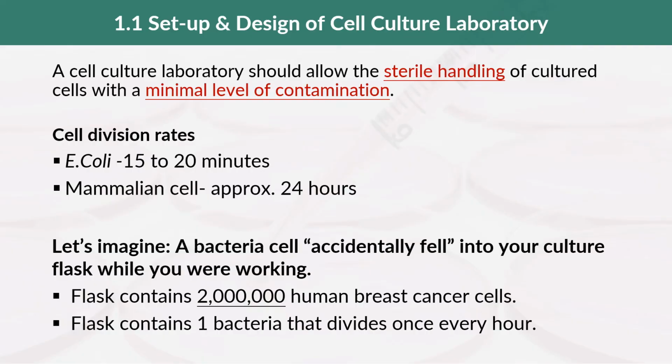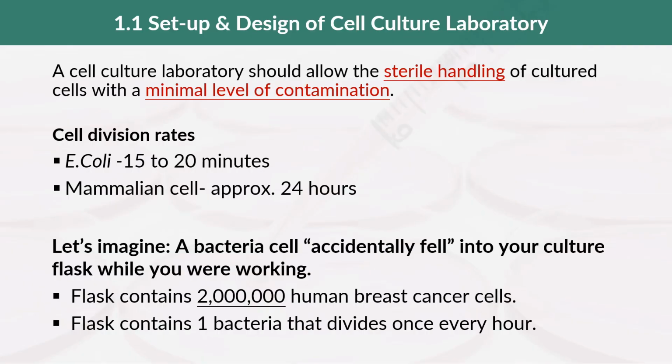Let's look at the cell division rates for a bacteria versus a mammalian cell. So for example, E. coli, it divides what? About 15 to 20 minutes. What about mammalian cells? They divide approximately every 24 hours in general. We're speaking in general. So let's imagine one bacterial cell accidentally fell into your cell culture flask while you're working. And this flask contains 2 million human breast cancer cells, for example.